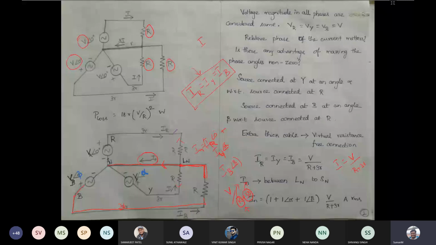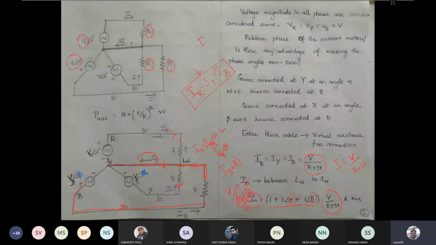If some current is flowing in this path, then at any instant of time, that current will be flowing in other phases. We'll talk about that. So the current through any individual phase can be given by V divided by R plus 3R. Since it is a common term, you can take it common from all these things. Then you get 1 plus 1 angle alpha plus 1 angle beta. This is the current magnitude and this gives the angle. Our motive is to get In as 0.